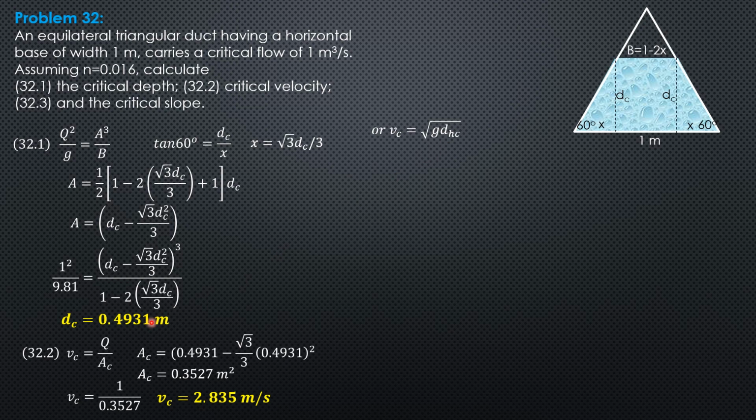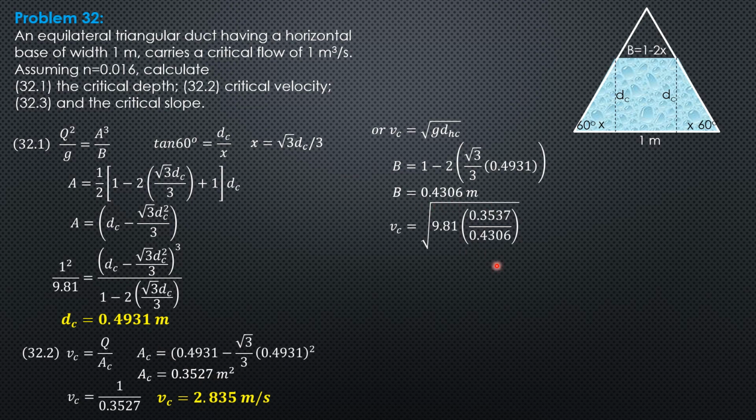Hydraulic depth critical equals area critical over top width. So the top width is 1 minus 2x, or 2 square root of 3 over 3 times x. Top width is 0.4306 meters. So substitute here. V sub c is square root of 9.81 times area 0.3527 over b 0.4306. So we will get the same answer.